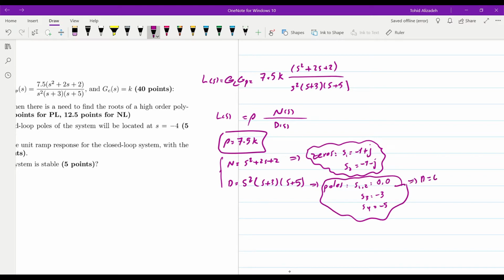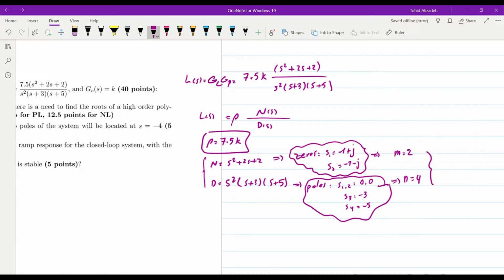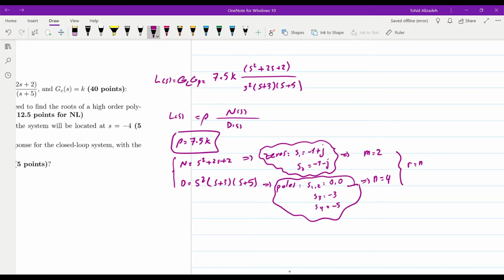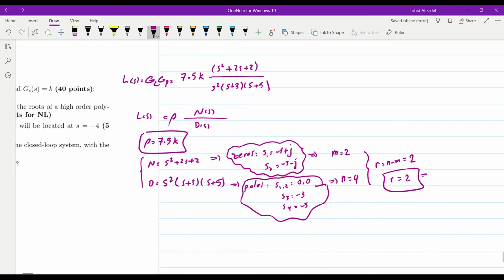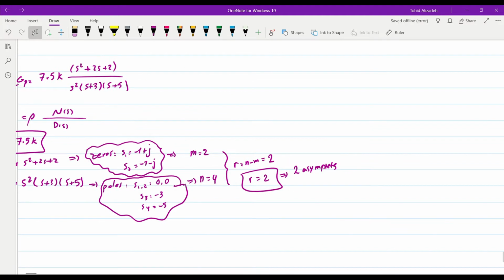N will be equal to 4. We have two zeros, so M will be equal to 2. And as a result, R, which is equal to N minus M, will be equal to 4 minus 2, and it will give us 2. So R is equal to 2. This means that we will have two asymptotes for each of the positive locus and negative locus. And since that's the case, we can now think about finding the point of abscissa and the angle of the asymptotes with the real axis.